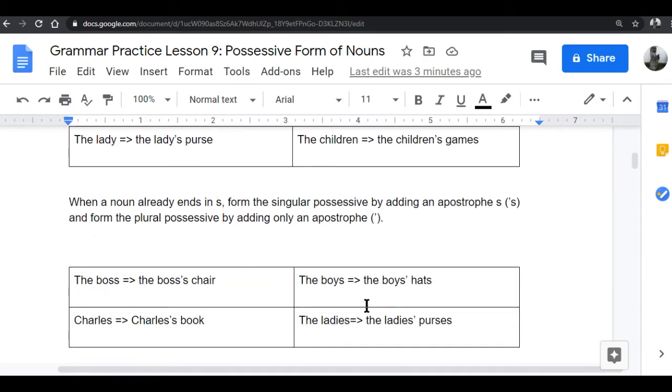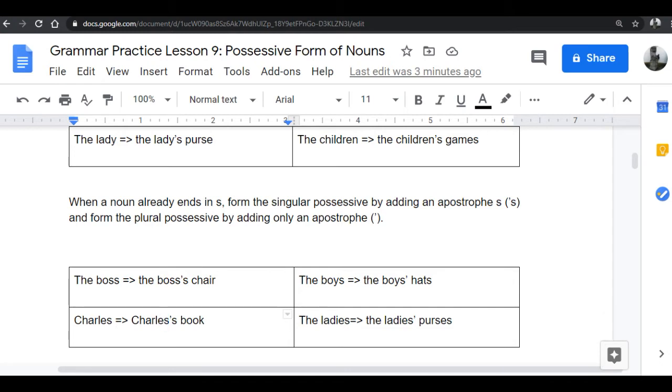Let's make it more practical. The bus ends in s. Actually, we have two, but it ends in s. The boss becomes the boss's chair. Okay, now we have a triple s. Apostrophe s. The boss, the boss's chair. Charles, Charles's book. Charles ends in s.